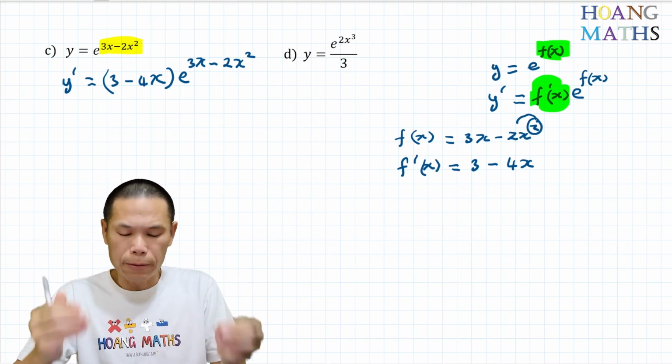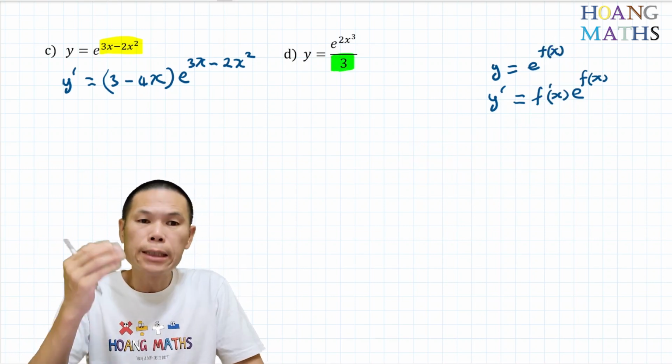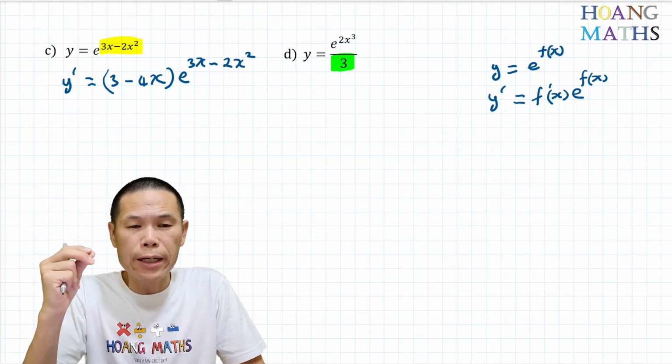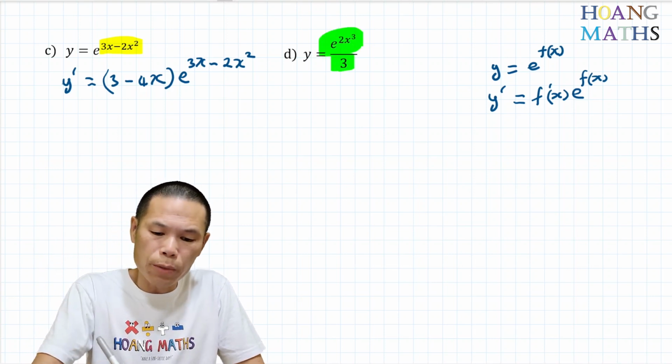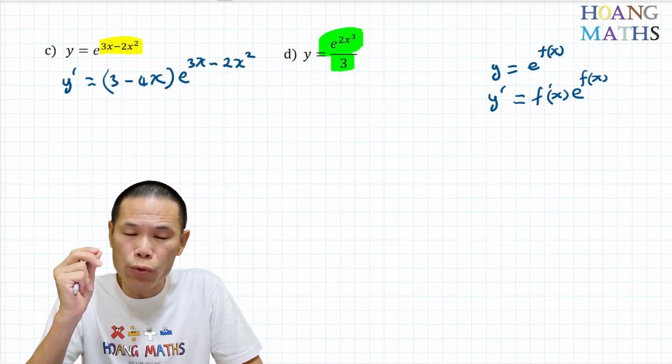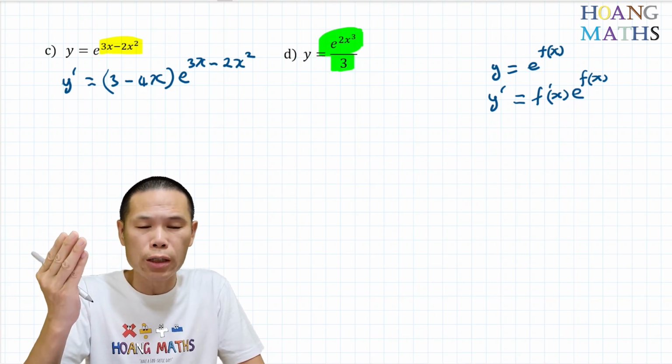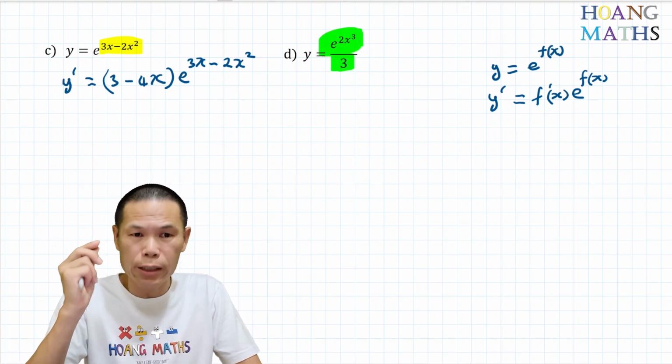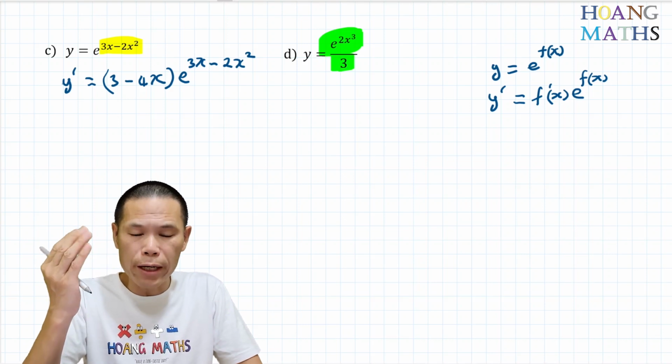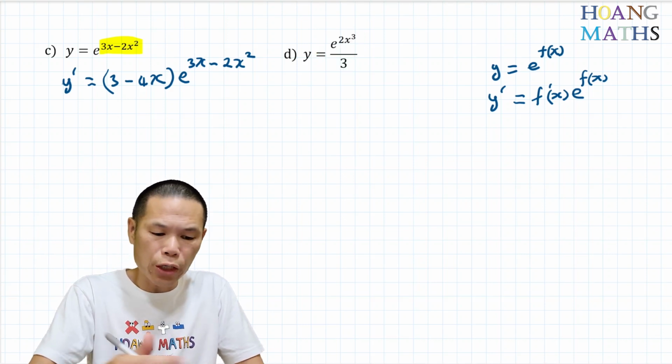Let's do part D. The 3 here is a constant, so we just leave it as it is and we just differentiate the top. Keep that in mind. We don't use the quotient rule for that because 3 is a constant, not 3x or x. Constant, we leave as it is. So now we just differentiate normally.